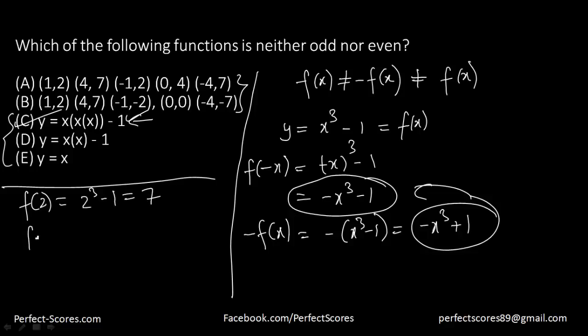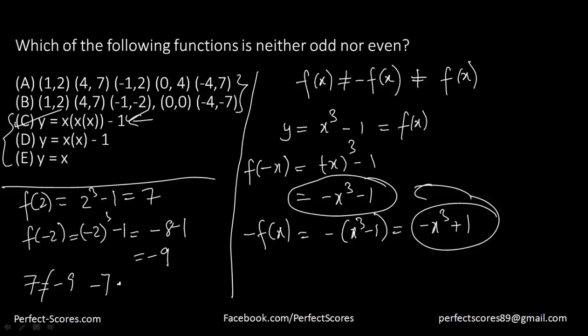And what is f of minus 2? F of minus 2 is again negative 2 cubed minus 1, which is equal to negative 8 minus 1, which is negative 9. Is 7 equal to negative 9? No. Is negative 7 equal to negative 9? No. That means this is a function which is neither odd nor even.